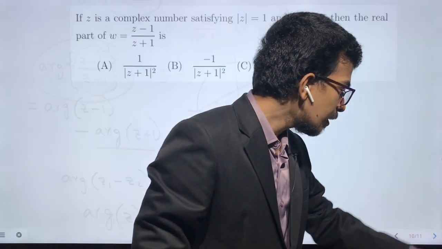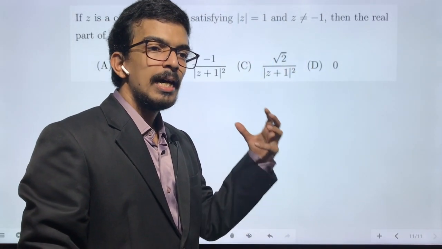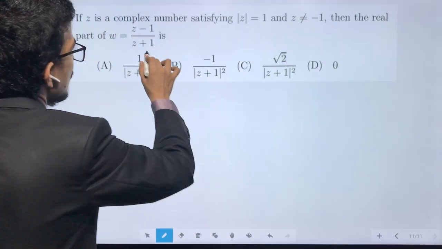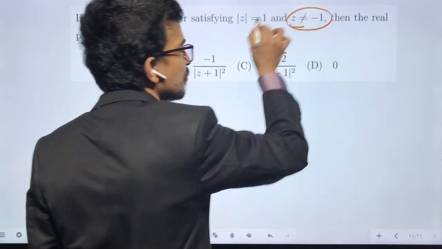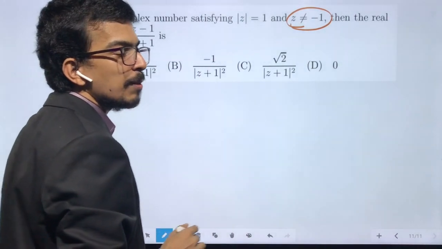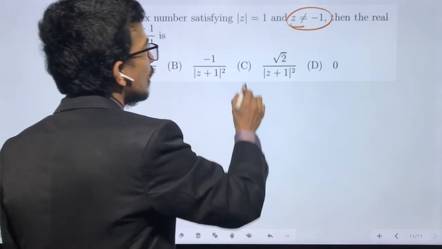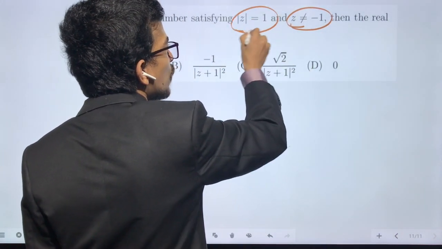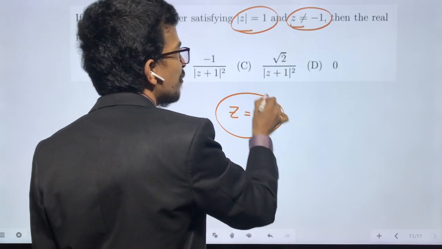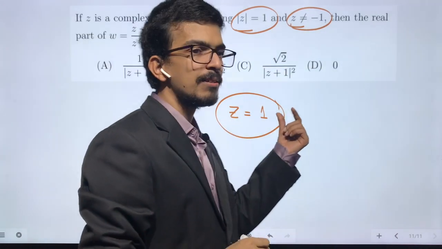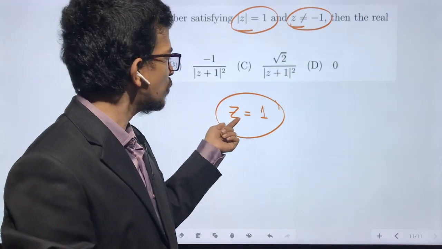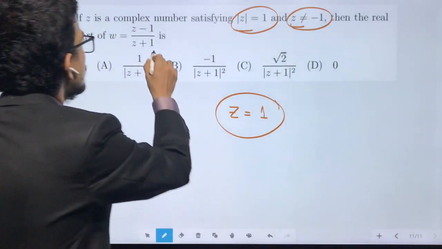But ultimately, the easiest way to do this in an exam, especially in a multiple choice question, is to see this question. They have given that z is not equal to minus 1. That is well and fine, because you don't want to do illegal things by putting 0 in the denominator. But as long as mod z is equal to 1, you can simply put z is equal to 1 and verify the options. You simply put z is equal to 1 because it satisfies all the conditions: z is not equal to minus 1 and mod z is equal to 1. So simply put z is equal to 1 and this expression disappears.